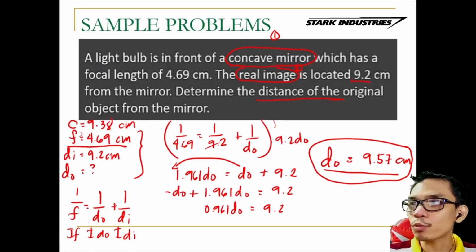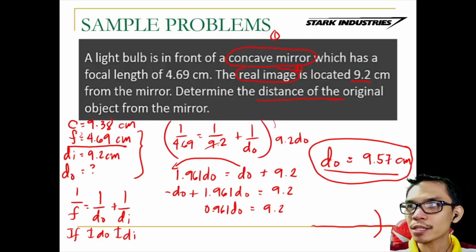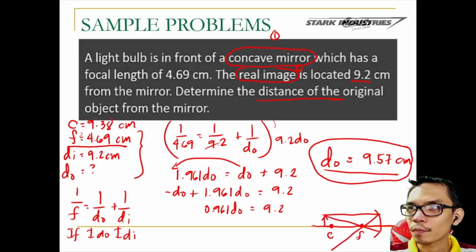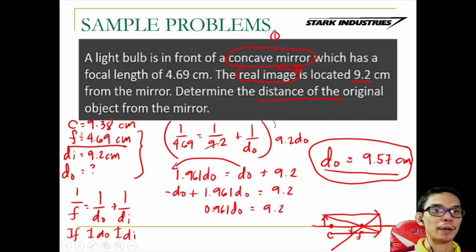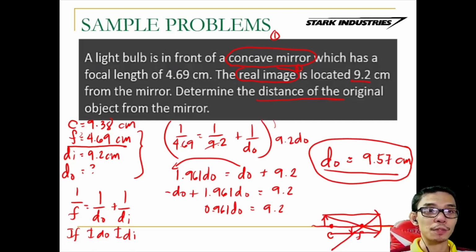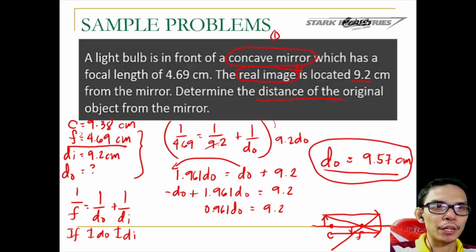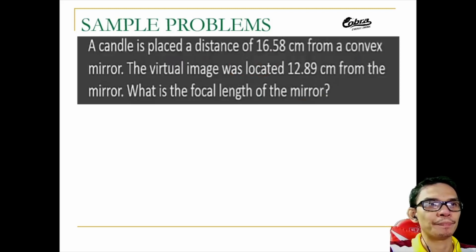So if we draw this one, this is now your principal axis. We have your focal point and we have your center of curvature. So the object is located here. And let's see if that will be an inverted image. Basically, that is an inverted image. So that is our first sample problem about the mirror equation.